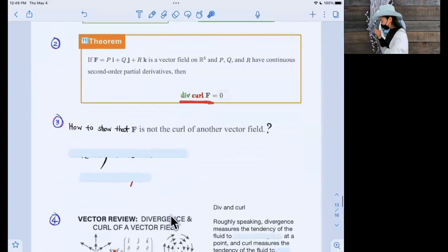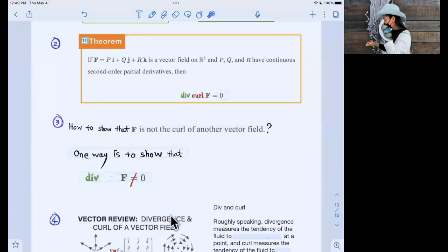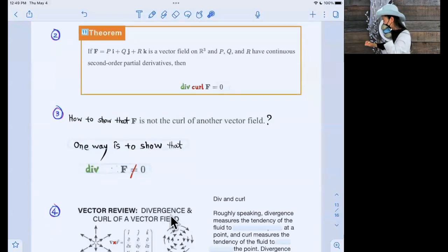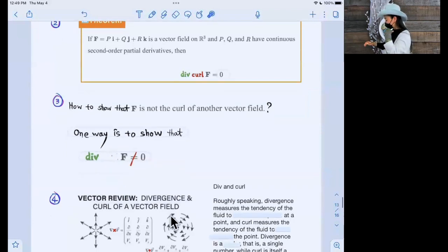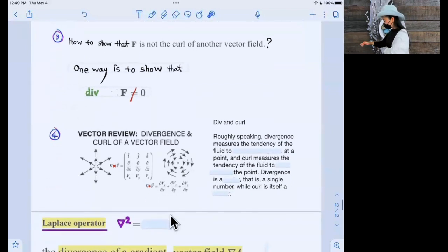Okay, next one. How to show that F is not the curl of another vector field? Looking at this. Yeah. So one way to show that is to try to show that the div of that is not equal to 0. Okay? Because if this is the curl of another vector field, the div of it will be equal to 0. Right? Okay, so yes, that's one way to show that.